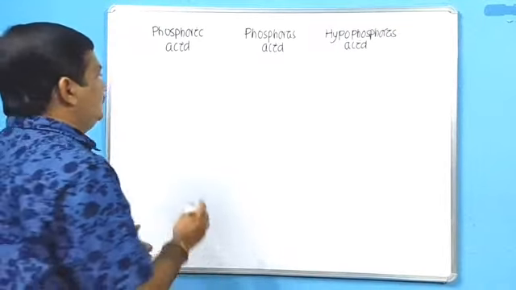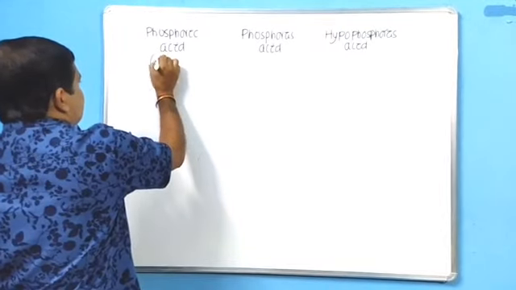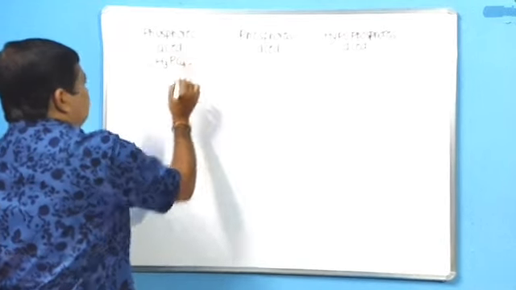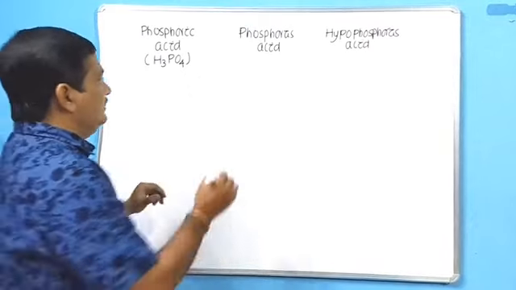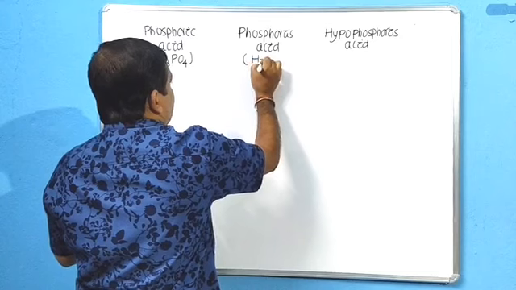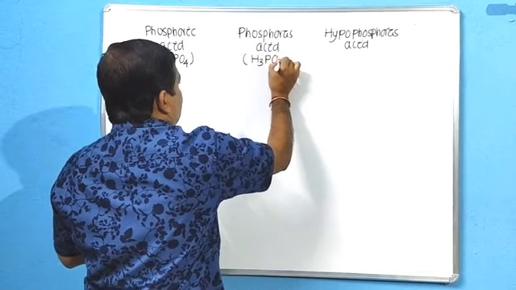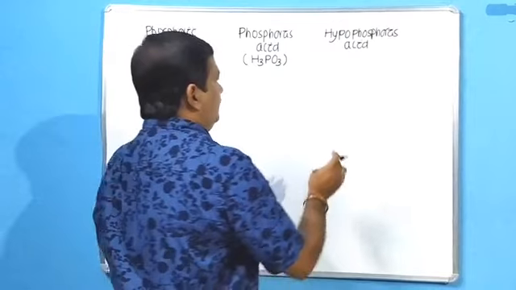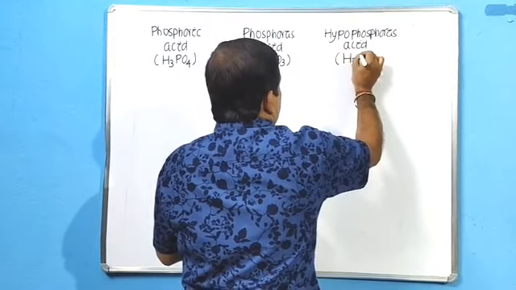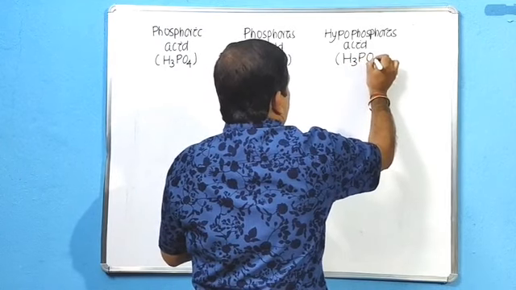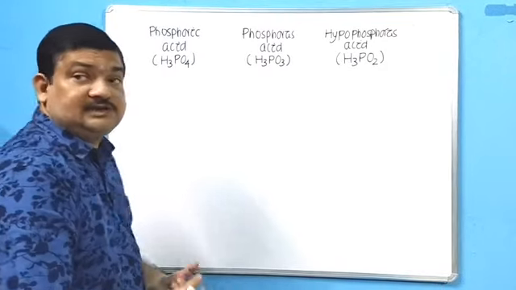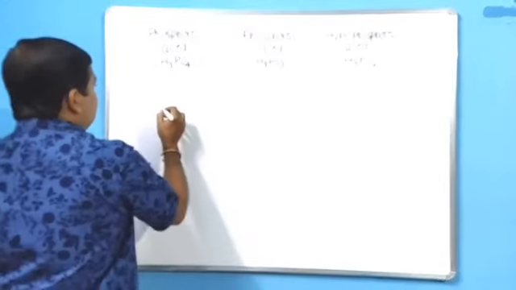The difference is that one oxygen atom will be decreasing. Phosphoric acid formula is H3PO4. So minus one oxygen atom will be phosphorus acid, H3PO3. Then again minus one oxygen atom will be hypophosphorus acid, H3PO2. So this is how you can remember the formulas. Okay. Then we have to write down their structures in order to follow their basicity.